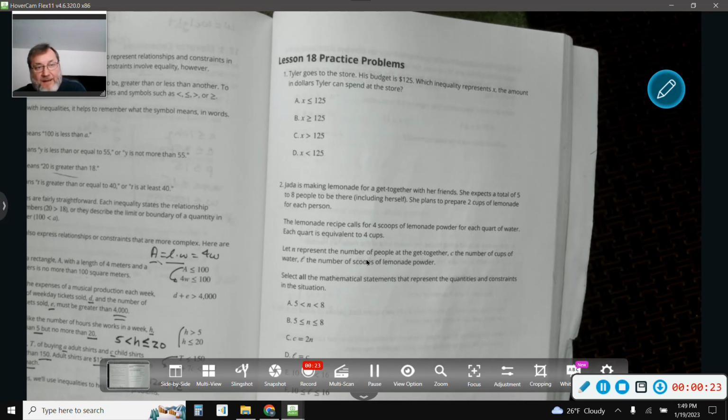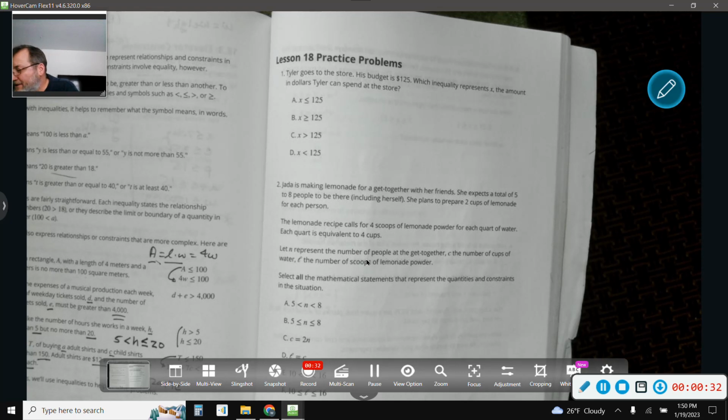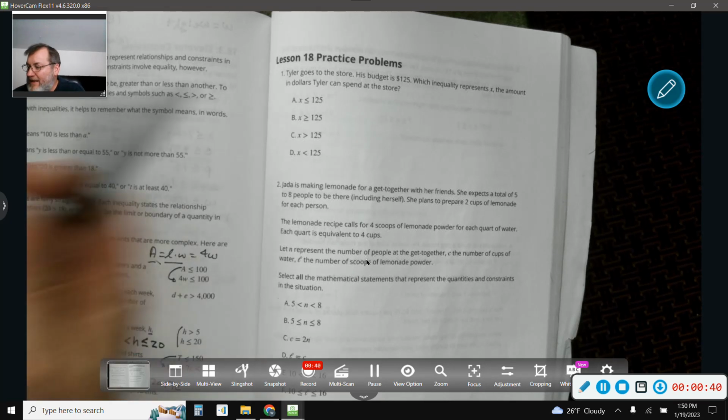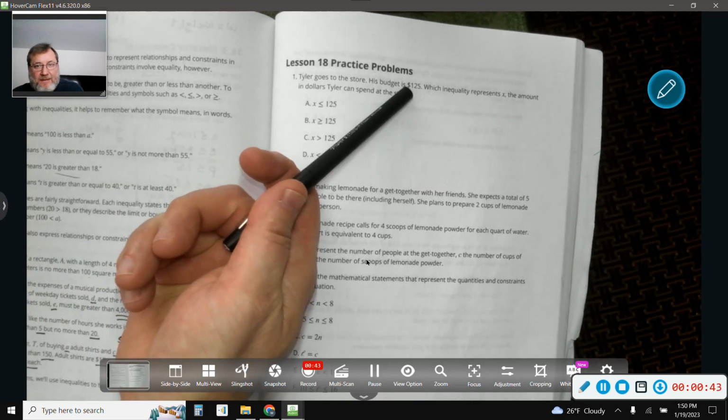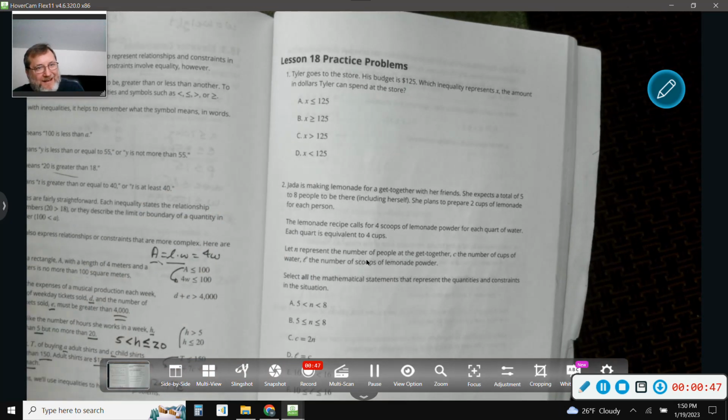It's on page 293 in your workbooks. So we're going to start here on number 1. Tyler goes to the store, and his budget is $125. Which inequality represents x, the amount of dollars that Tyler can spend at the store? Well, obviously he has $125. His budget's $125. He doesn't want to spend any more. So we're looking at numbers that are going to satisfy this, which are less than.